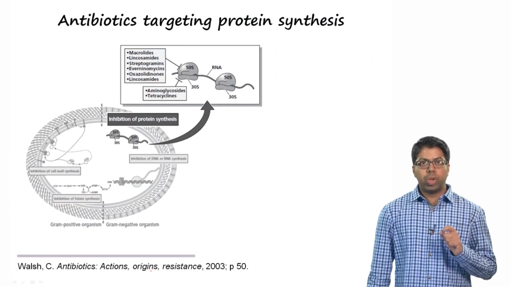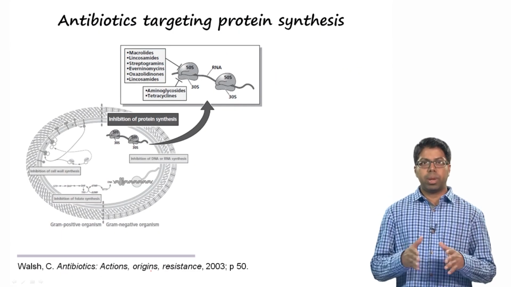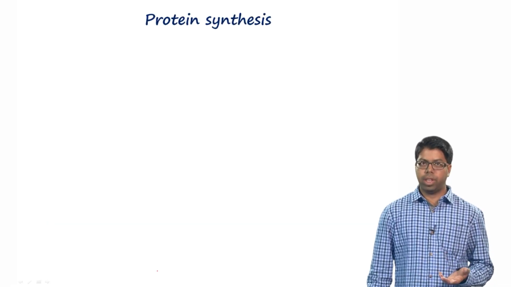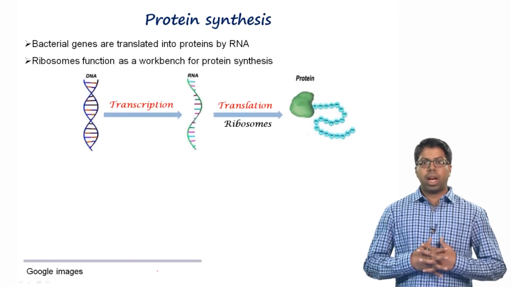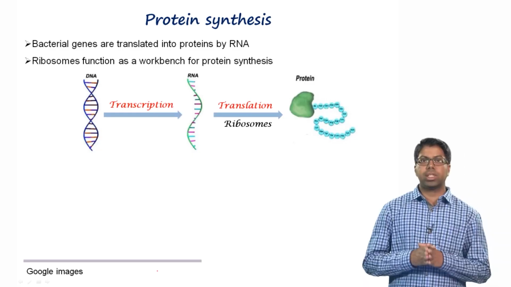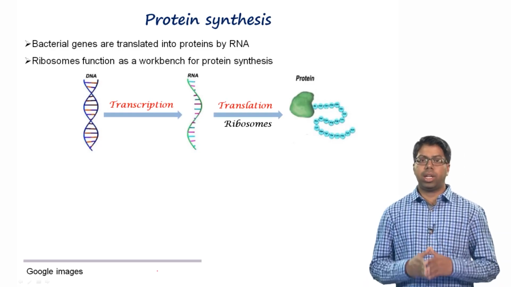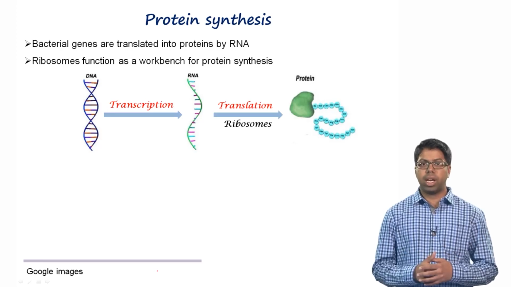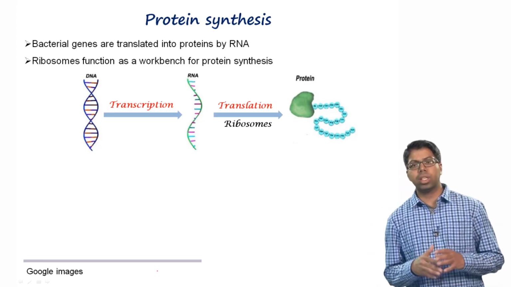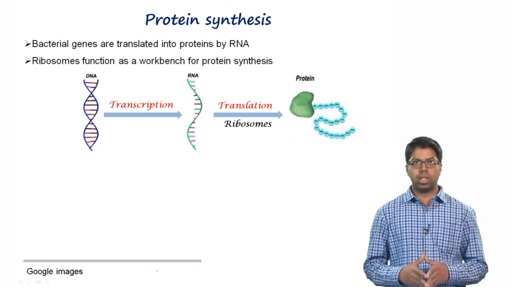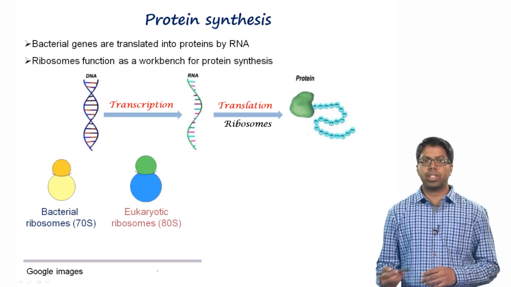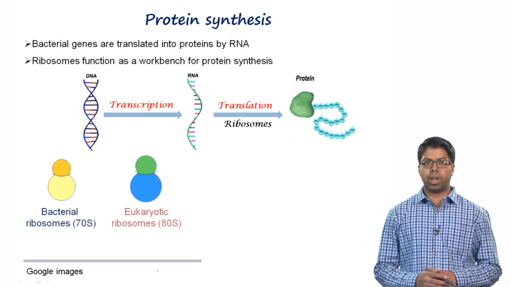So before going into the specifics of how the antibiotics inhibit protein synthesis, let's briefly review how the ribosomes are involved in this process. Bacterial genes are translated into proteins by RNA. The type of RNA that carries the genetic information from the DNA is called mRNA or messenger RNA, and a protein synthesizing machine to which the message is carried to is called ribosomes. Bacteria have 70S ribosomes, whereas eukaryotes like humans have 80S ribosomes.